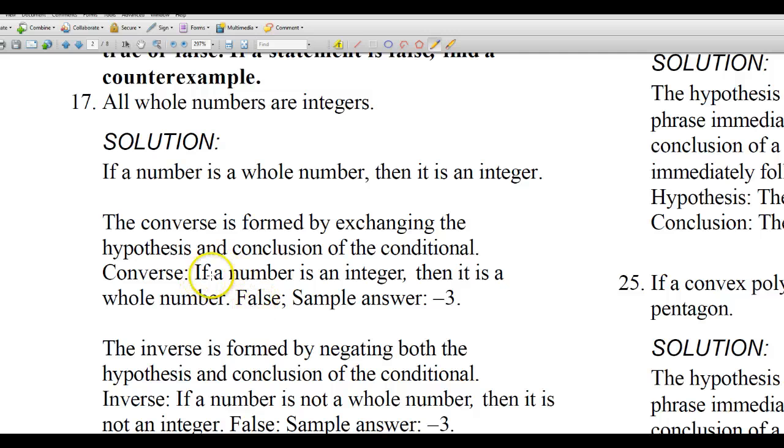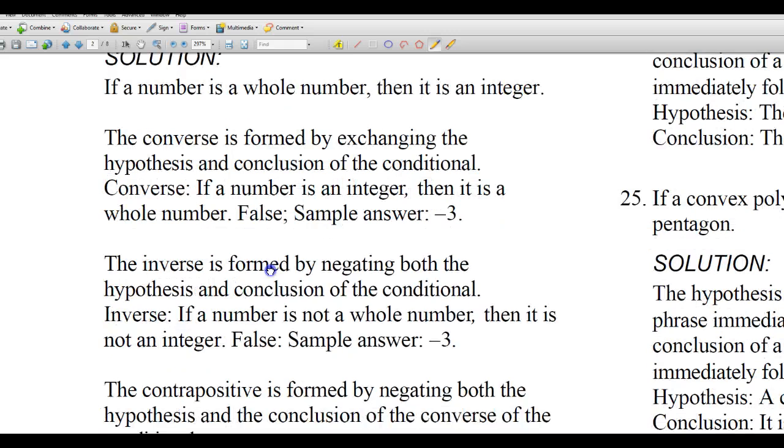So basically, a counterexample: if a number is an integer, we want to pick an integer such that it is not a whole number. And -3 would work, or we could say any negative number. -7. So -7 is still an integer, but -7 is not a whole number.